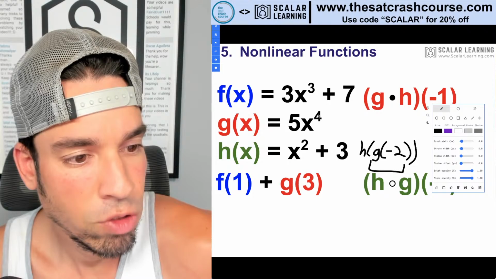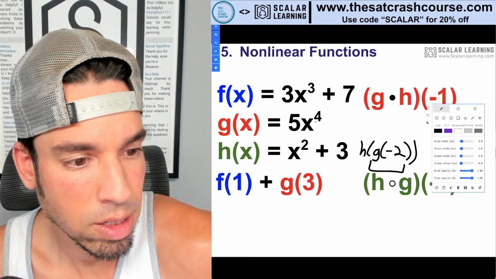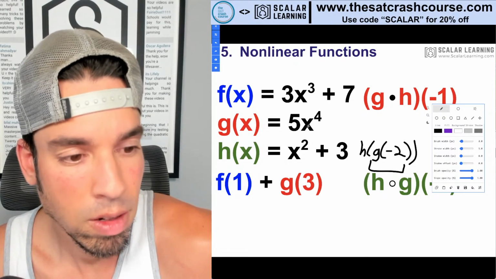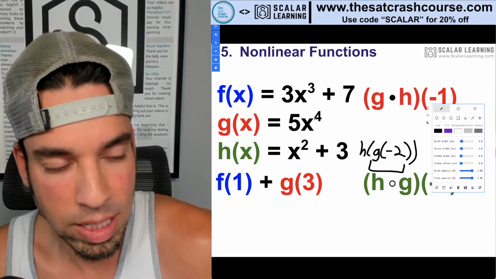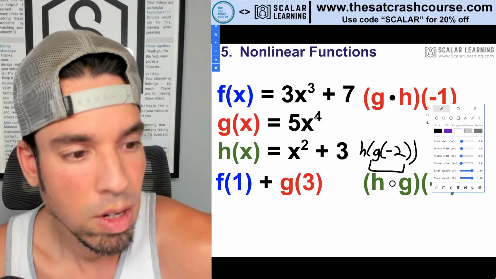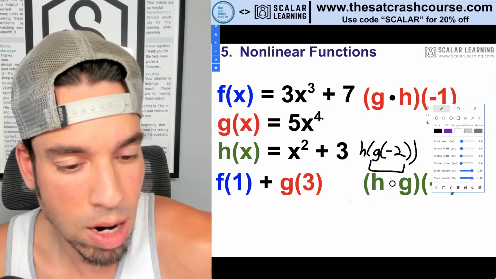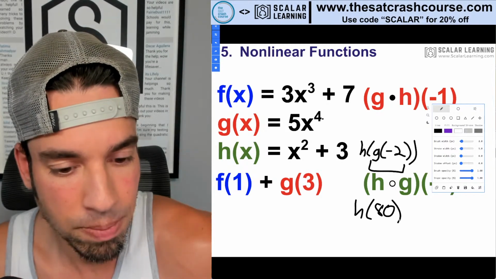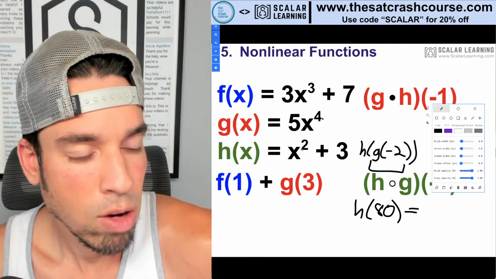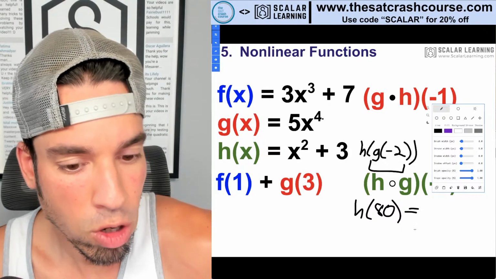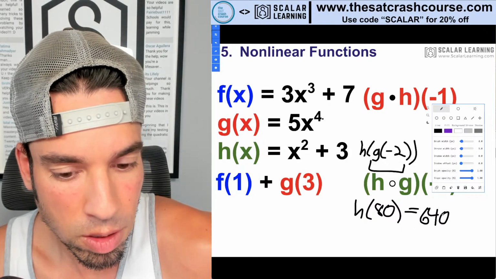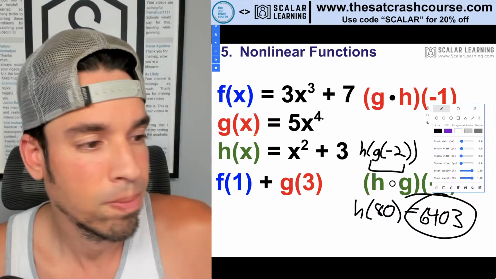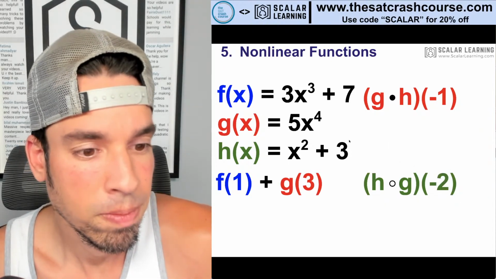So negative 2 to the fourth power is 16, because any negative to an even power is going to be positive. 16 times 5 is 80. So then now we're trying to find h of 80. And that would be 80 squared is 6,400 plus 3 is 6,403. So that's how you do it.